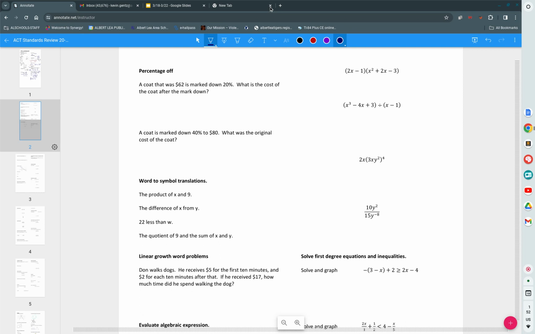A coat that was $62 is marked down 20%. What's the cost of the coat after markdown? So we want to figure out 20% of $62. And so if we multiply 0.2 times 62, we get $12.40. Is that my final answer? No, that's the amount that it's marked down. So we subtract that from the 62 and we get $49.60. Now that one's not that bad.